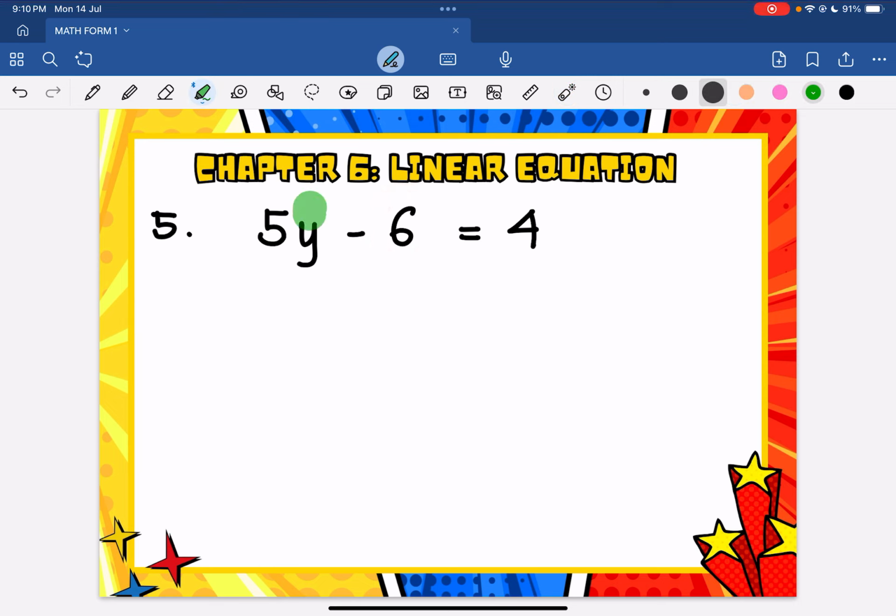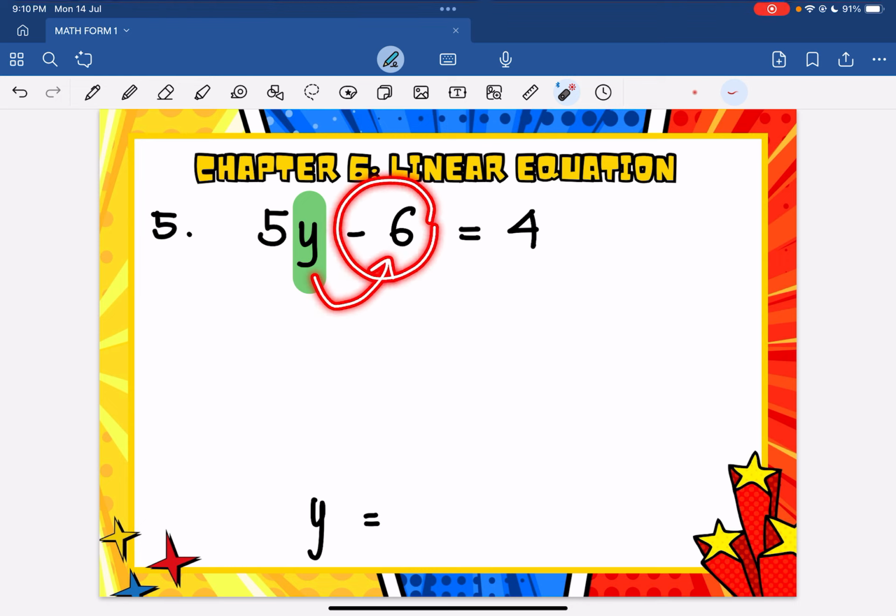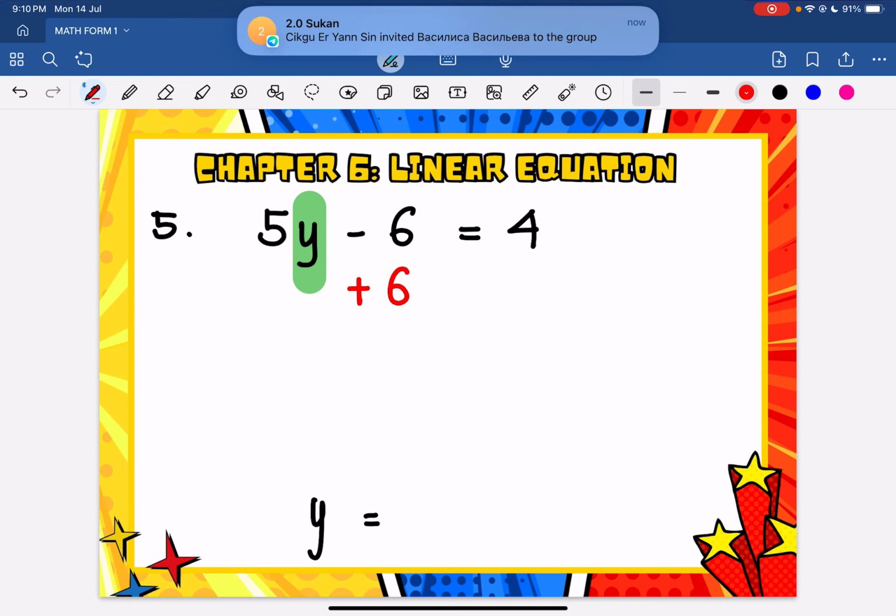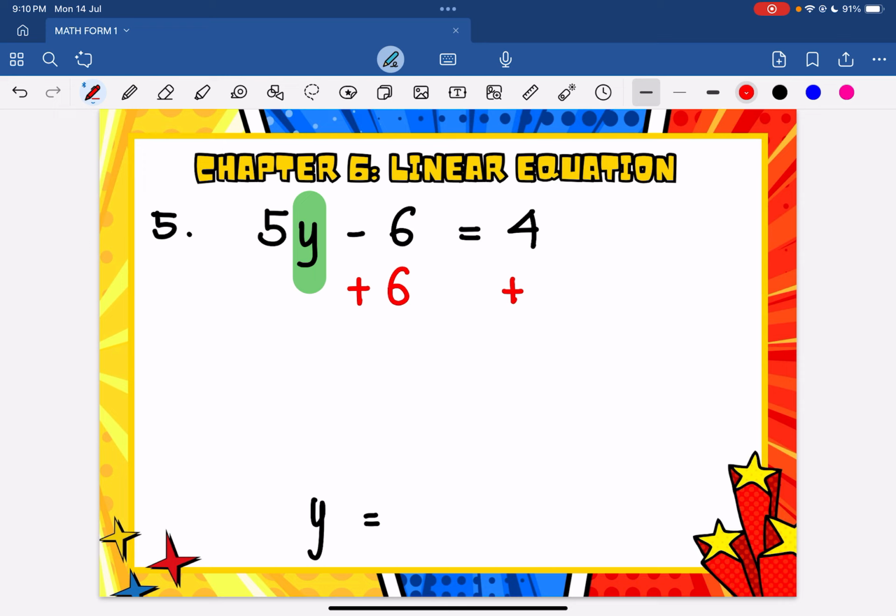So we have 5y, we have 6. Remember, we would like to find the variable value. A variable is a letter. So we want y only, standing alone. So remove one by one. Remove the farthest first. So how to remove negative 6? How to remove negative? Plus 6. So here also plus 6.